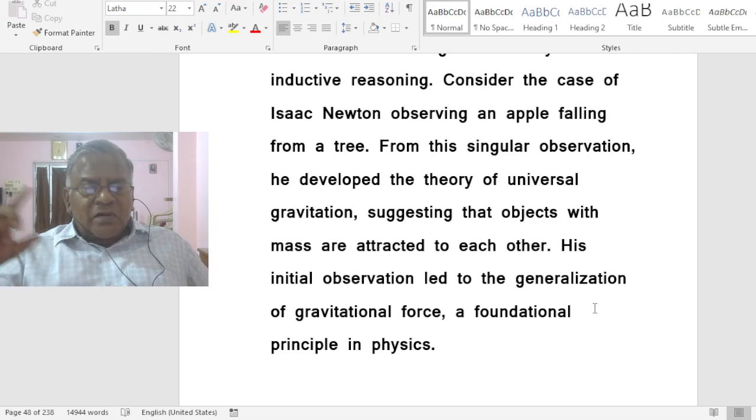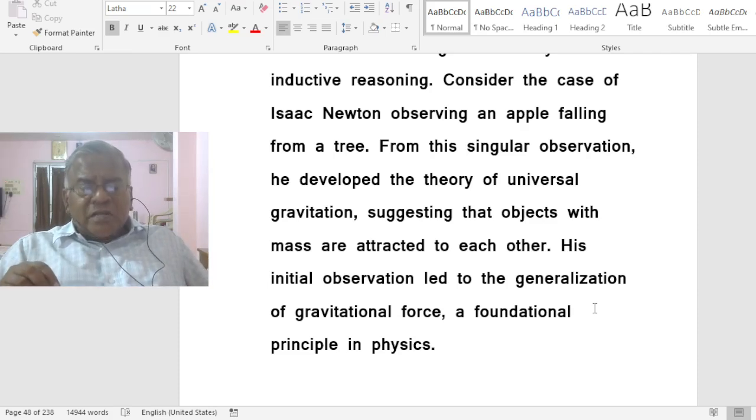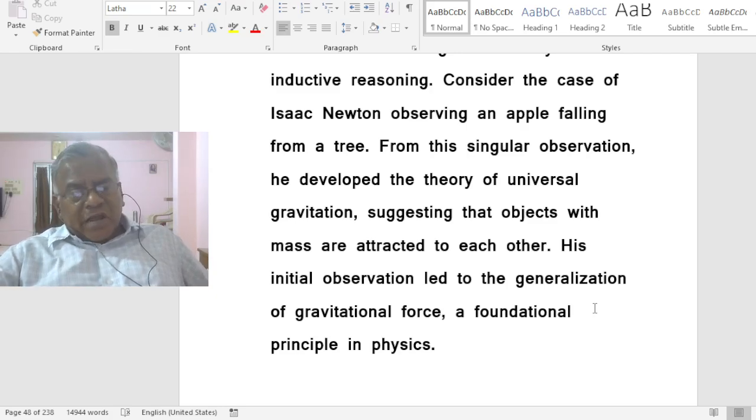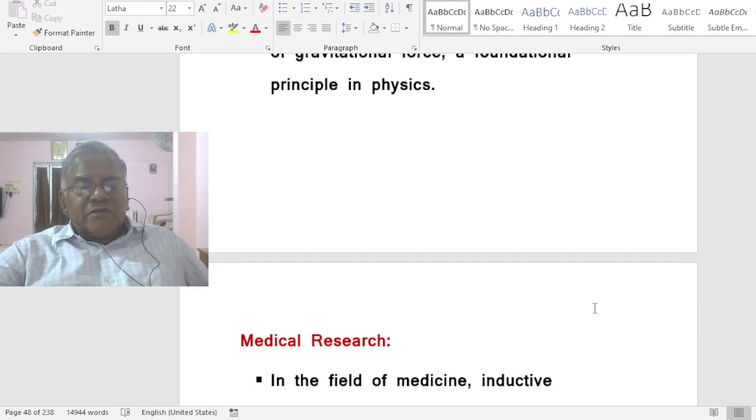From one example, Isaac Newton developed a theory based on one example he had. He just saw an apple falling from a tree. So that helped him to find the theory, isn't it? So from this singular observation, he developed the theory of universal gravitation. This comes under inductive reasoning. I hope you understood this. His initial observation led to the generalization of gravitational force, a foundational principle in physics.